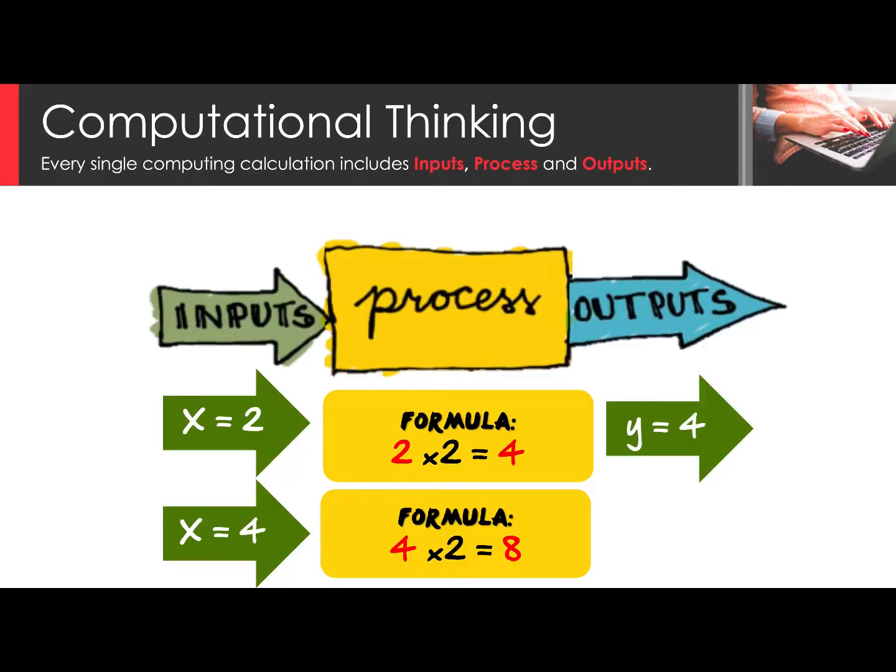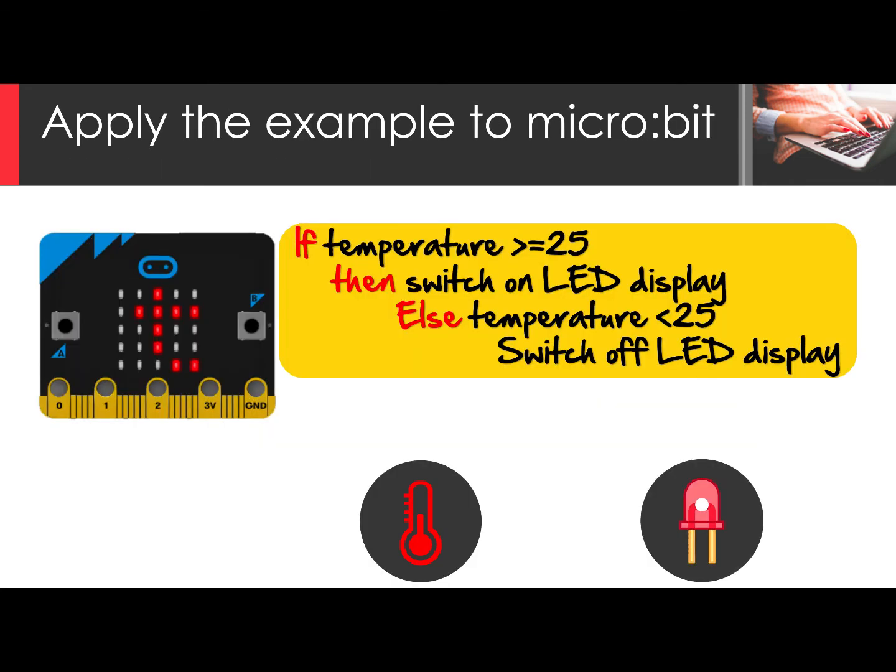We can also apply the example to the Microbit. Actually, the Microbit itself is considered hardware. In order to make use of the hardware, we need to write code that tells what the hardware is doing and what combination of commands is used in order. That is computational thinking.